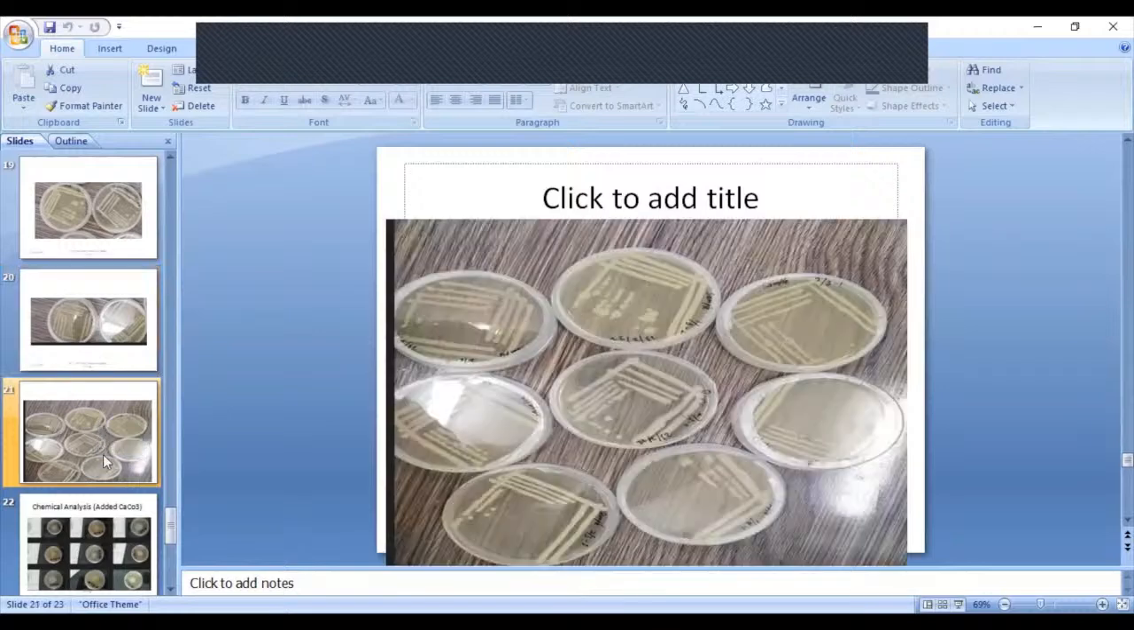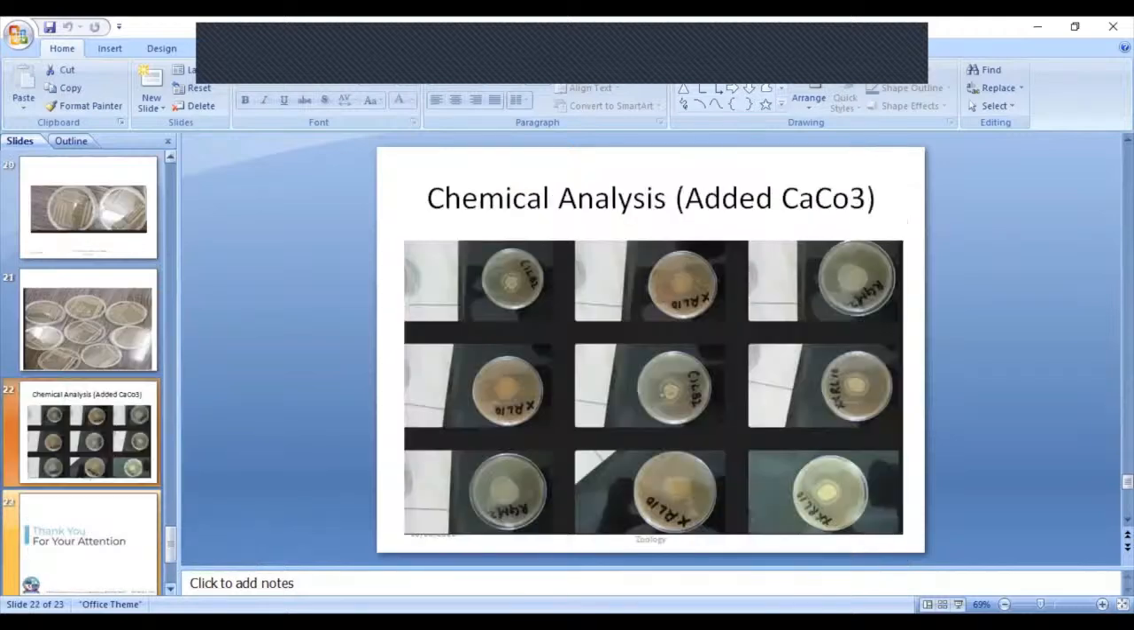Last one, they used the chemical calcium carbonate for the chemical characterization of the bacteria. Thank you so much for your time.